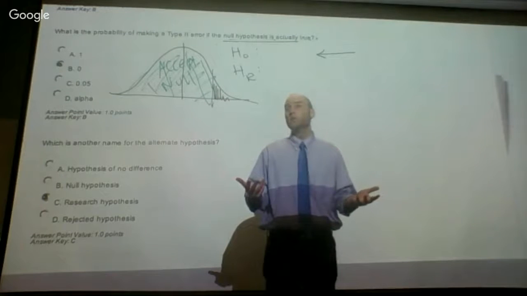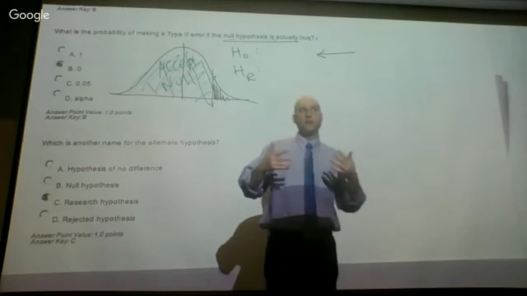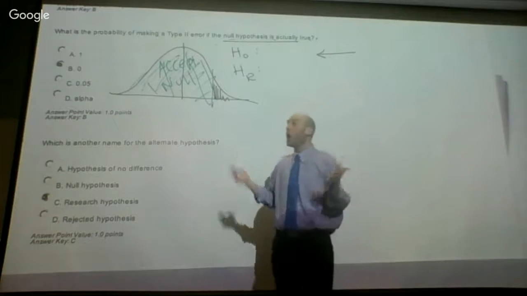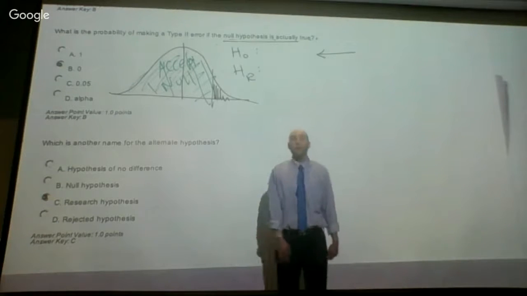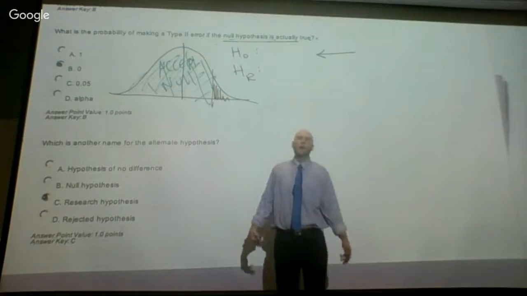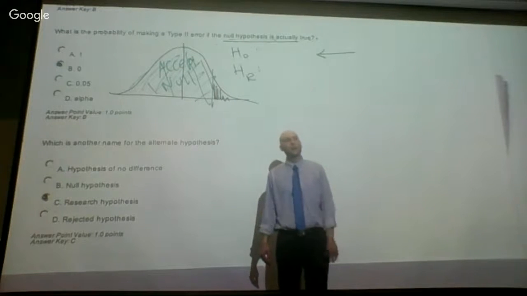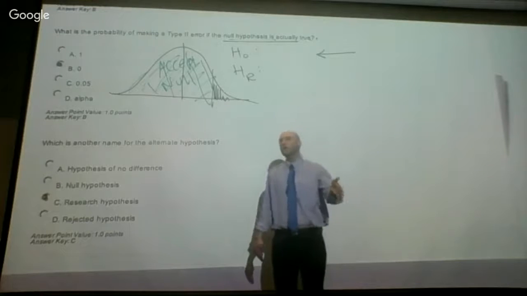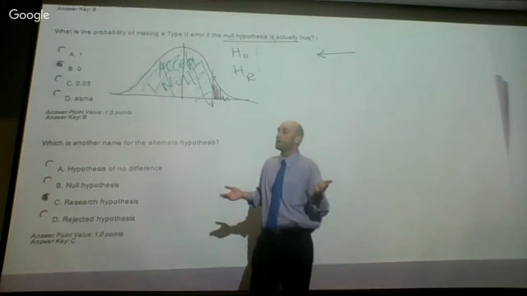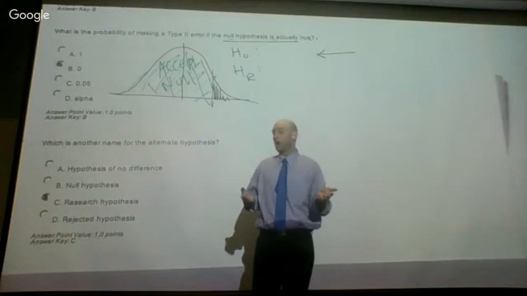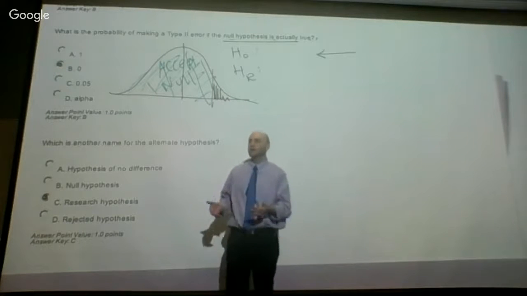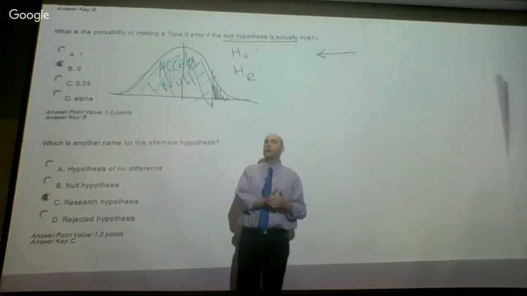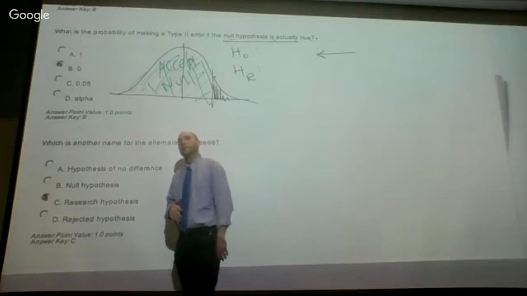On the other hand, if you have an excessively large sample size, you're always going to reject the null. And if you're always rejecting the null, you're probably going to be rejecting it in some cases where you should be accepting it. If you reject the null when you should accept it, that's a type 1 error. Excessively big sample size leads to type 1 error. Excessively small sample size leads to type 2 error.